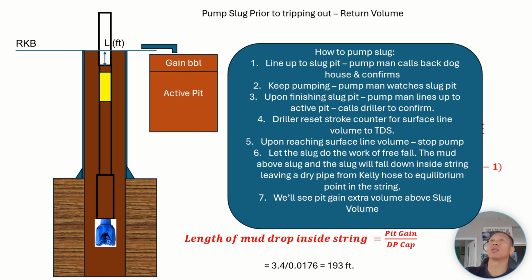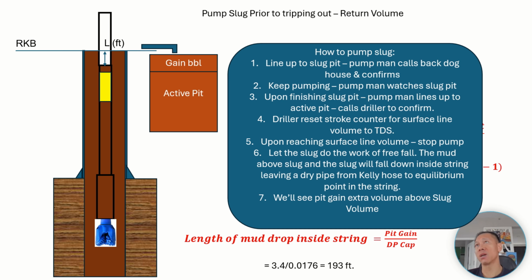You are pumping from the active pit, and then you have a certain volume, let's say 25 barrels of the slug to be pumped. You tell the pump man to get ready. After he checks and makes ready everything, and he lines up to the slug pit, he'll call you and let you know that you're on the slug pit now. And you keep on pumping, and he keeps watching the slug pit until the volume required is reached.